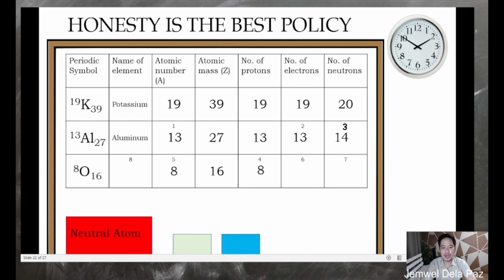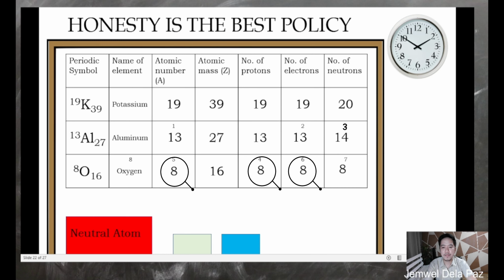The number of electrons is 8. Correct. How about the number of neutrons? The number of neutrons is 8. And the name of the element O is oxygen. Let us check this table.